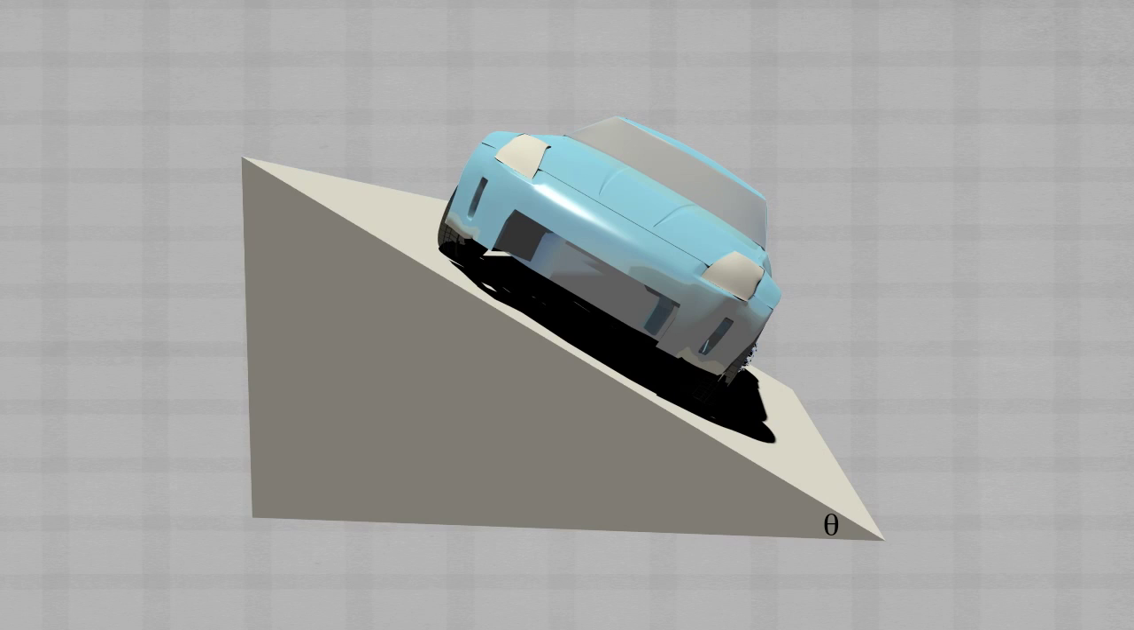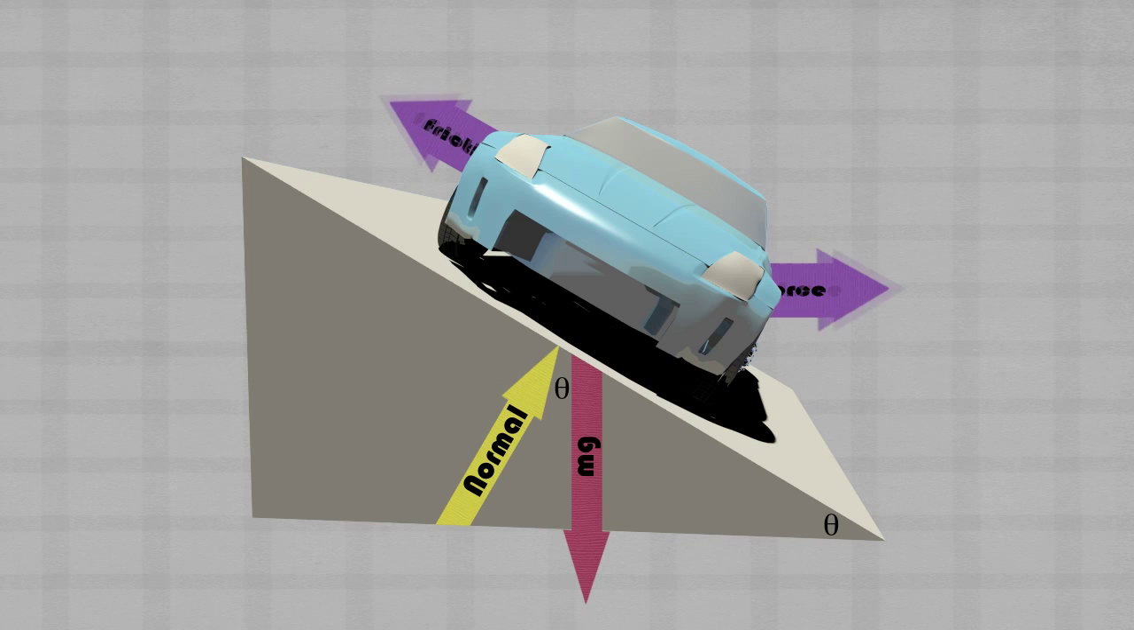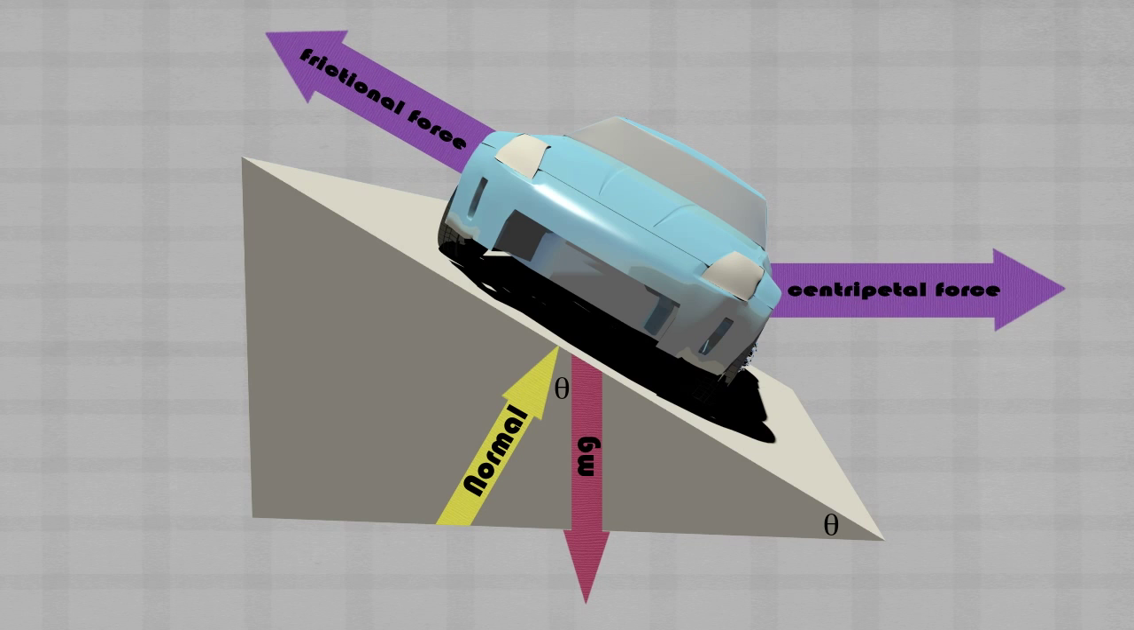Let's take a look at the free body diagram. Since the road is inclined, the normal force is at an angle. The force of gravity, however, is still straight down. Since the road is a banked turn, the car experiences a centripetal force as well as a frictional force. The centripetal force is center-seeking and points towards the center of the turn.